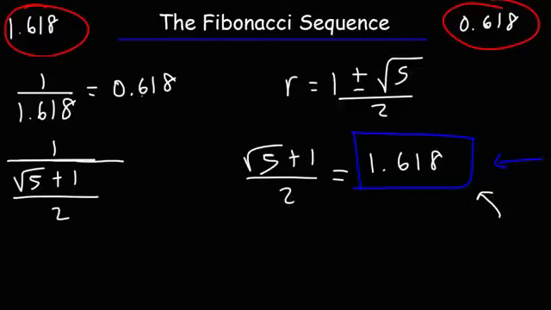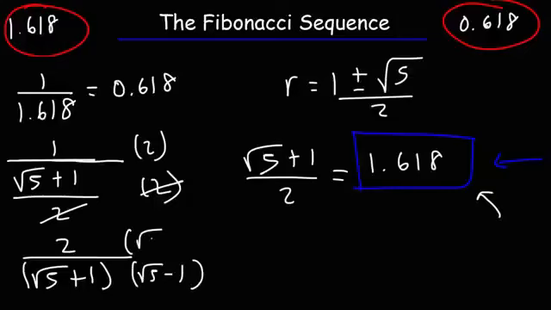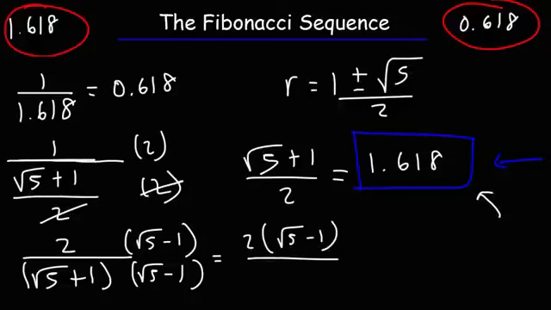So first, let's multiply the top and the bottom by 2, so that these 2's will cancel. And we're going to get 2 divided by the square root of 5 plus 1. Our next step is to multiply the top and bottom by the conjugate of the denominator, which is the square root of 5 minus 1. So on the numerator, we're going to get 2 times the square root of 5 minus 1. And on the denominator, we need to FOIL.